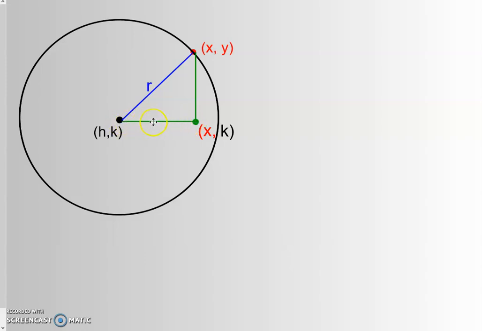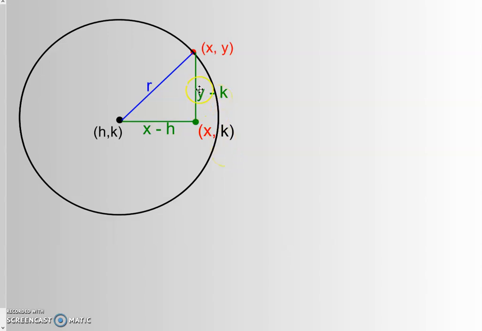How long is this segment right here, this horizontal segment? And how long is this vertical segment? Well, maybe I could get you to pause the video again and see if you could figure out the length of that green segment. Okay, here's what I got. x minus h, right? This horizontal piece minus this smaller horizontal piece, and then this vertical, y minus k. Yes, indeed.